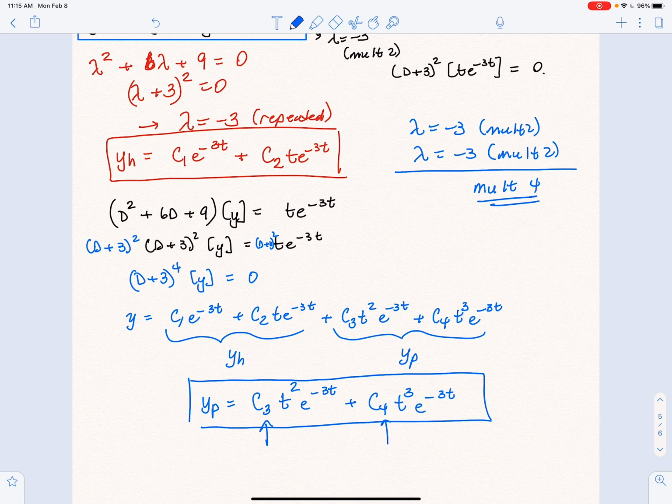But I'll leave that to you, because the most important part was being able to figure out what the particular solution had to be. So there you have it.